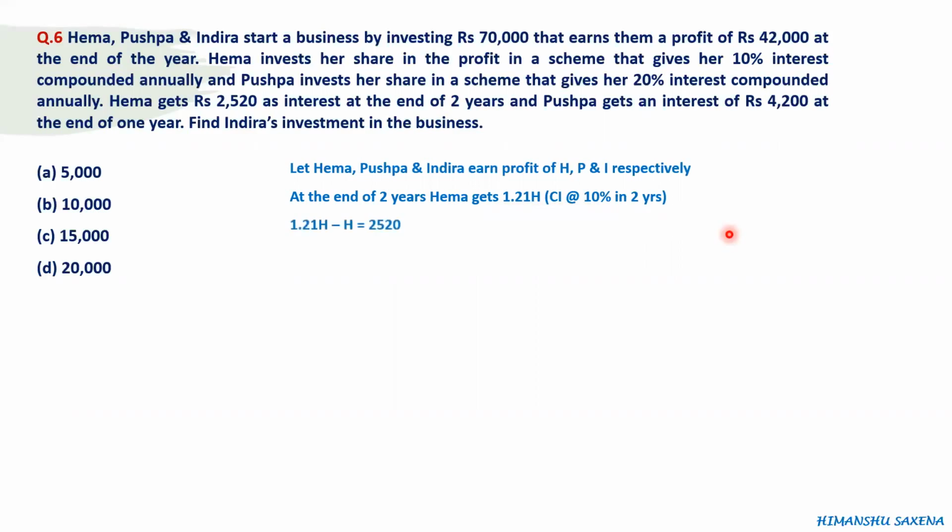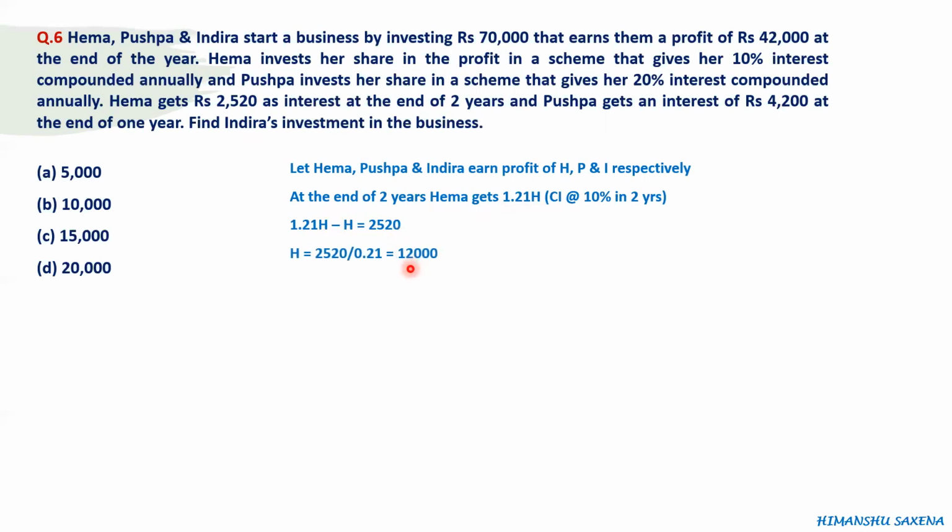Now, how much interest does she earn? 1.21 H minus her principal amount. So this is the interest, which is equal to 2520. So the total amount she earns is 1.21 H, and if we have to calculate the interest, then the principal has to be subtracted from the total amount, and this is equal to the interest, which is 2520. If you solve it further, you get the value of H is equal to 12,000.